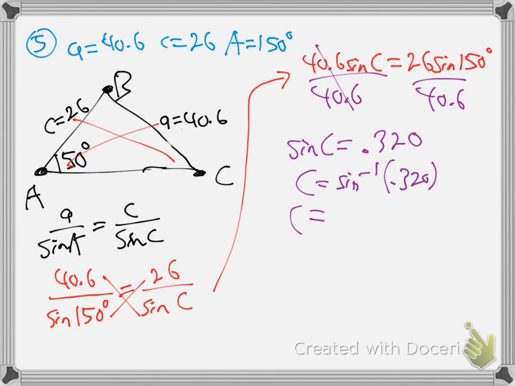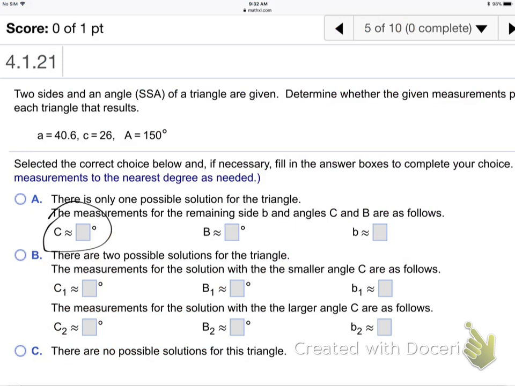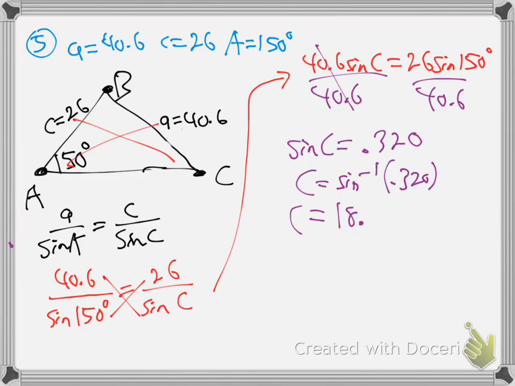So sine inverse, hit the answer button on my calculator anyway. I'm getting 18.6. Do I also round the nearest degree again? Yeah, nearest degree, okay. So I'll just say 19. Mine's 18.6, so it rounds to 19 degrees. So C is 19 degrees. Good so far.